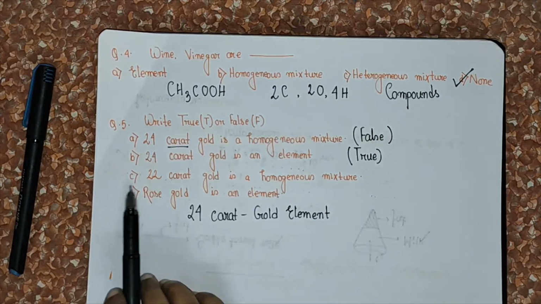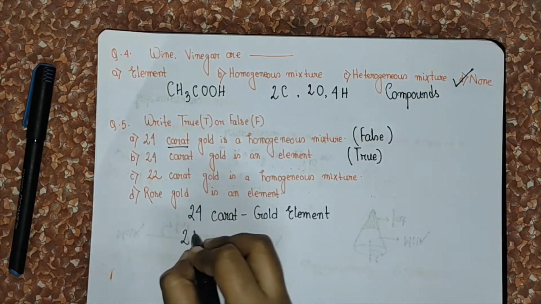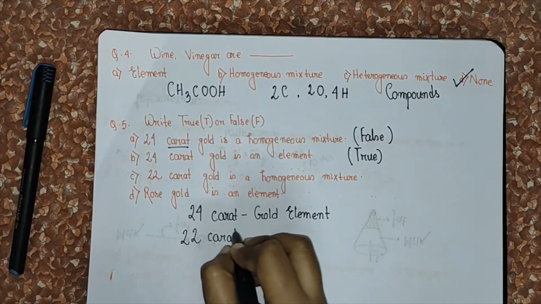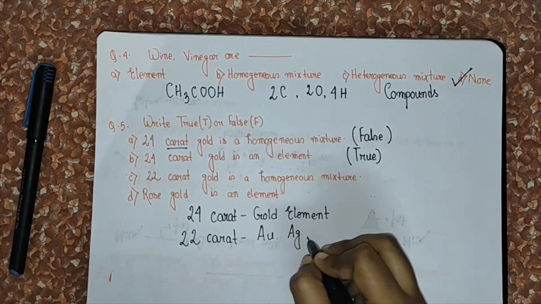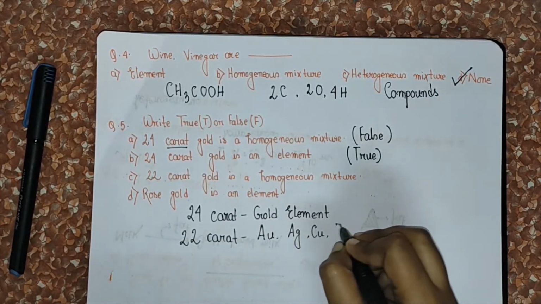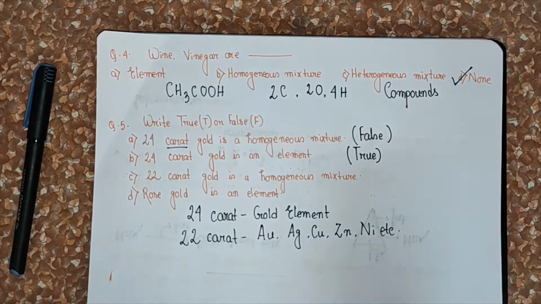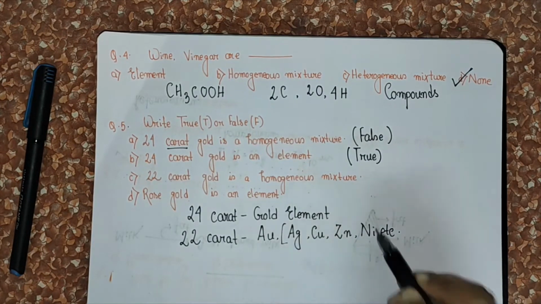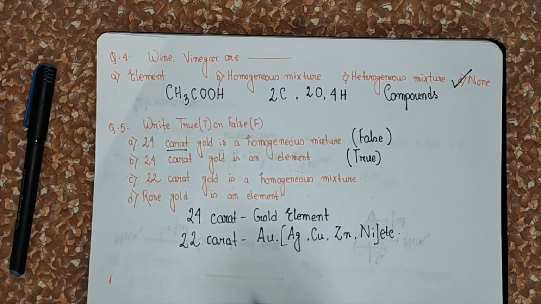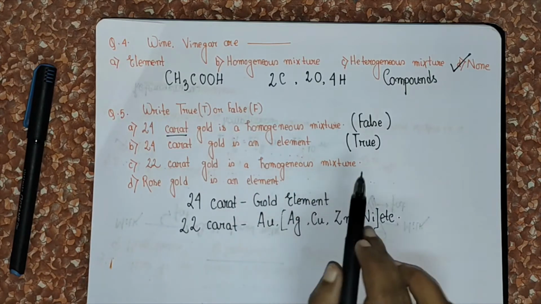And option C, 22 karat gold is a homogeneous mixture. Now what is 22 karat gold? In 22 karat gold, along with gold, that means Au, some silver, that means Ag, some copper, Cu, some zinc and nickel are also present. The proportion is obviously less as compared to the gold, but they will form an alloy or homogeneous mixture. So this option is correct.